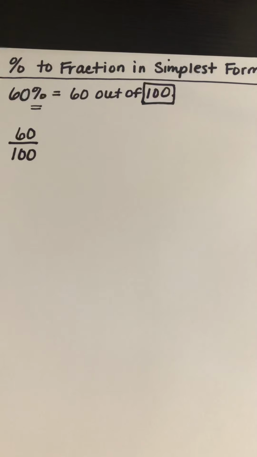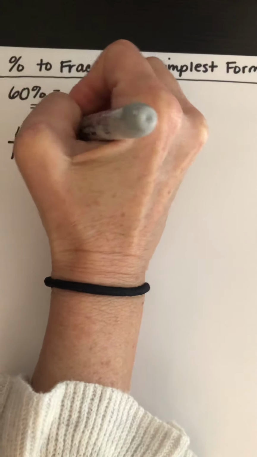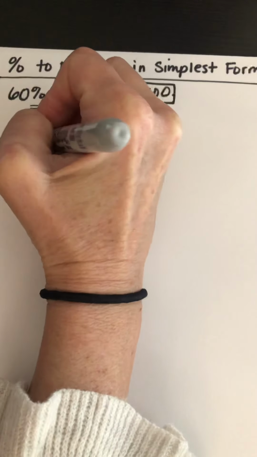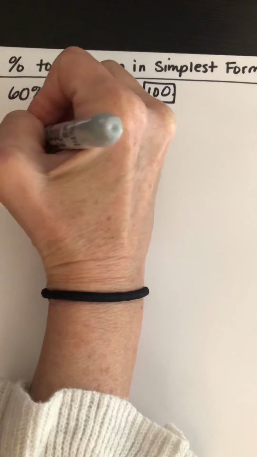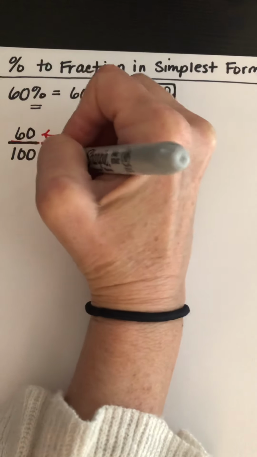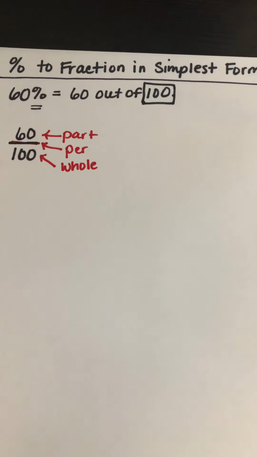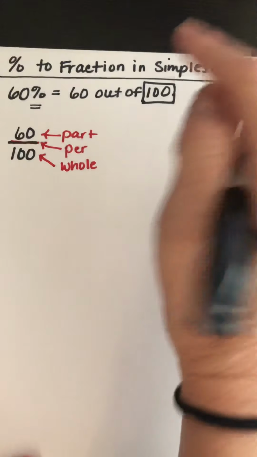I can write it as my 60 is my part. My fraction bar here is per, and then my 100 is my whole. So if I have 60 of the 100, I have 60 over 100. So the question is, can I simplify? Because it says we need to put this fraction in simplest form.